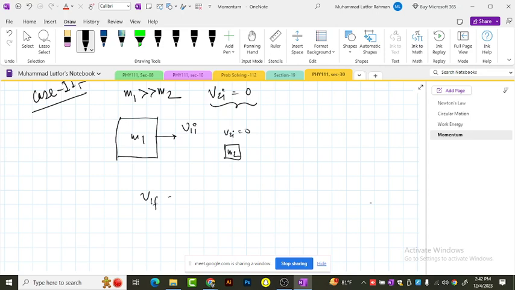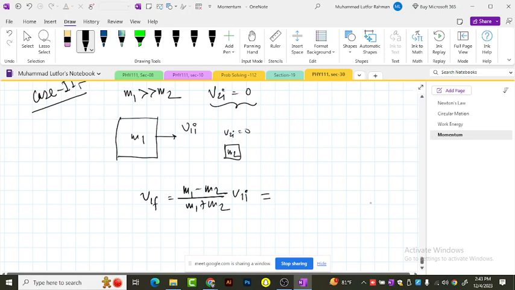V1F would be simply (M1 minus M2) divided by (M1 plus M2) times V1I, which means this ratio is going to be approximately 1. Let's say M1 is 1000 kg and M2 is 1 kg. Then the difference 1000 minus 1 divided by 1000 plus 1 is approximately 1. You can check that. So it is going to be simply V1I. That means after the impact, the momentum of this bigger object is not going to change at all.